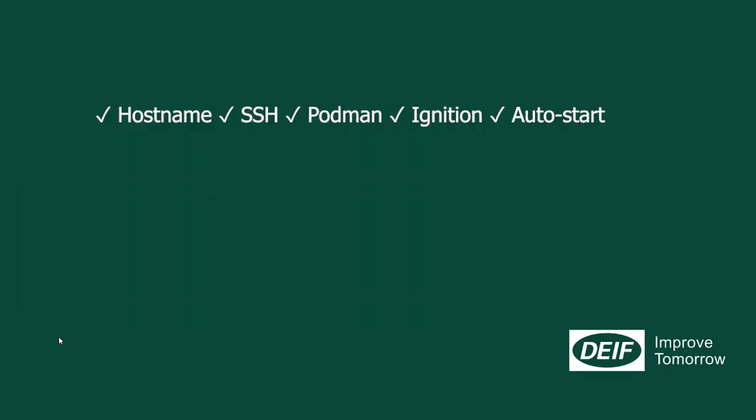To recap, we discovered the PLC's hostname, connected with SSH, prepared Podman, pulled and ran Ignition, and finally set it up as a service. You now have a persistent Ignition gateway that comes up with the system.